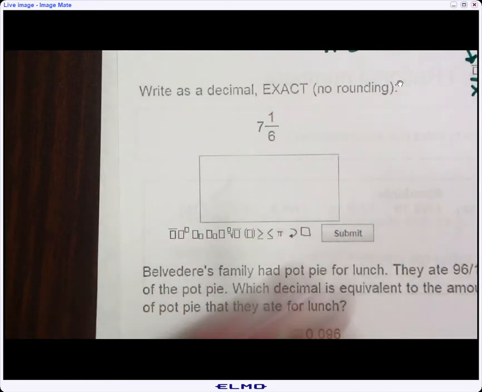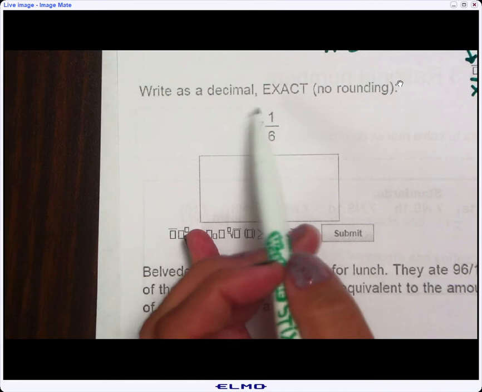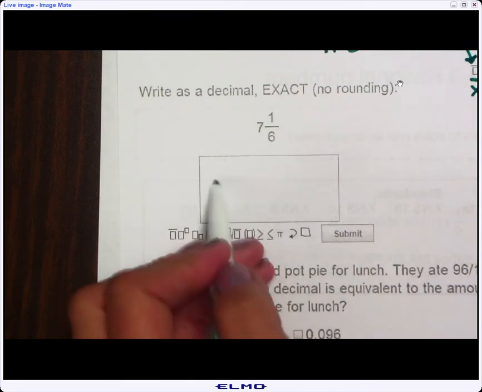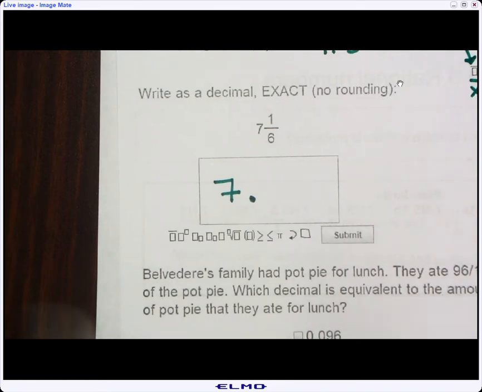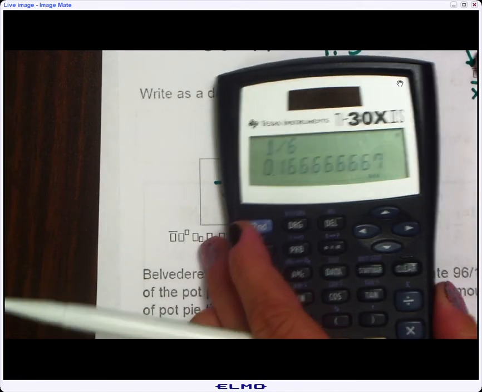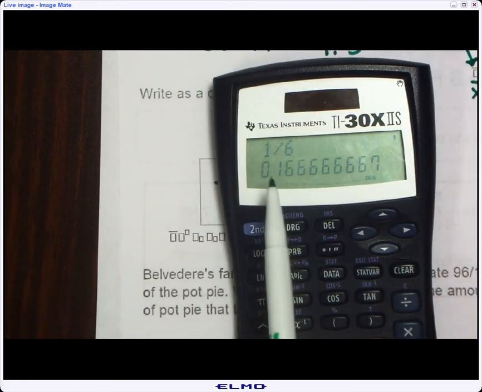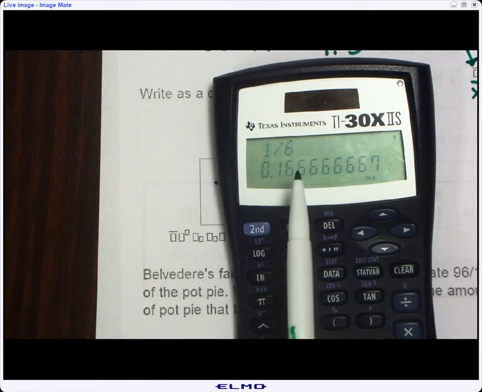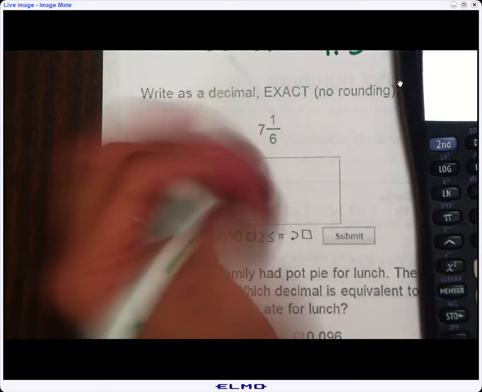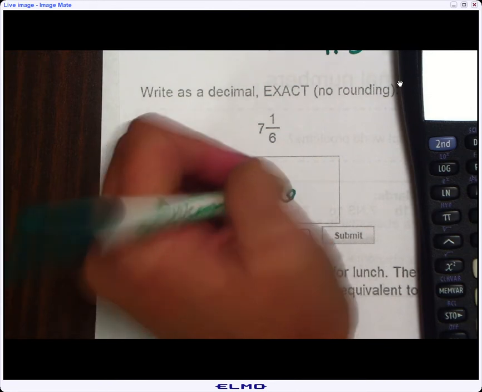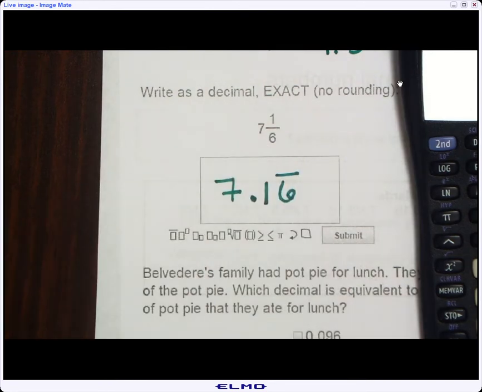This next one, so I've got a mixed number, and I just want to put the whole number down first, put my decimal, and then it's the 1/6 I'm going to care about. I'm going to put it into my calculator and see what that is. So it's 0.16, and the 6 is repeating, so I need to be super careful when I write down my answer that only the bar goes over the 6.